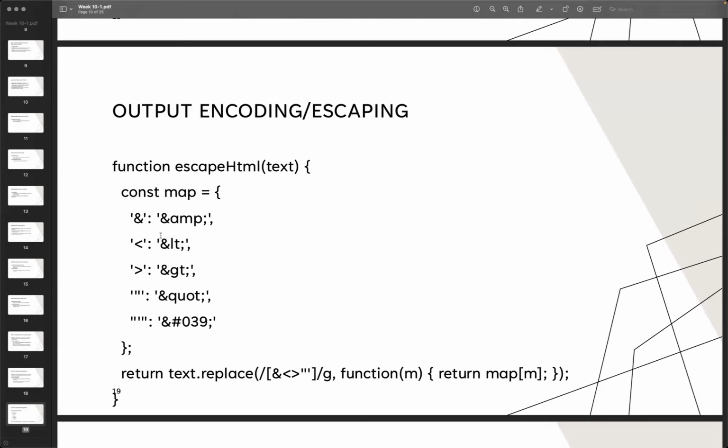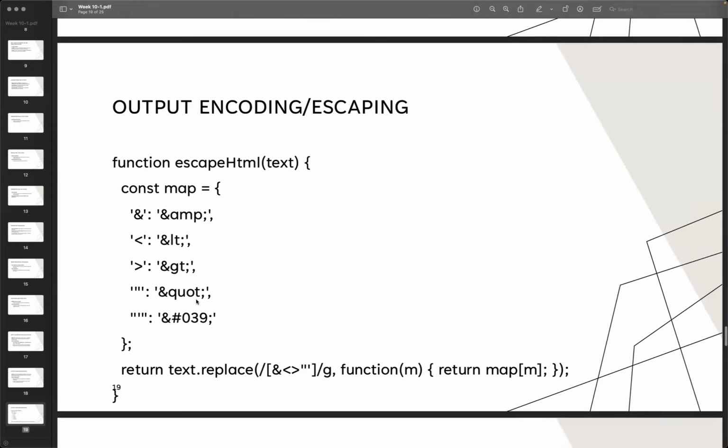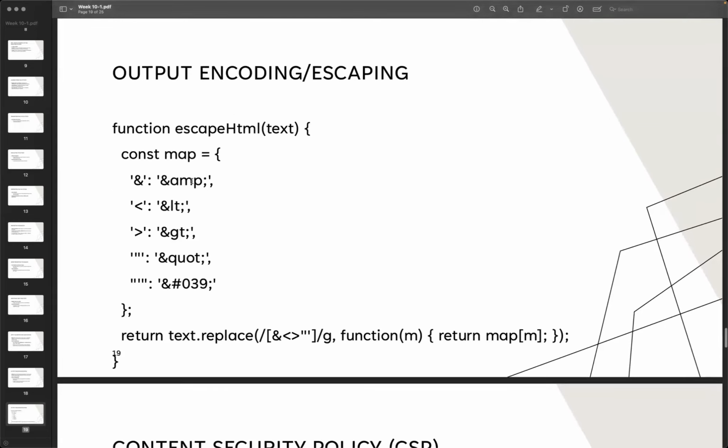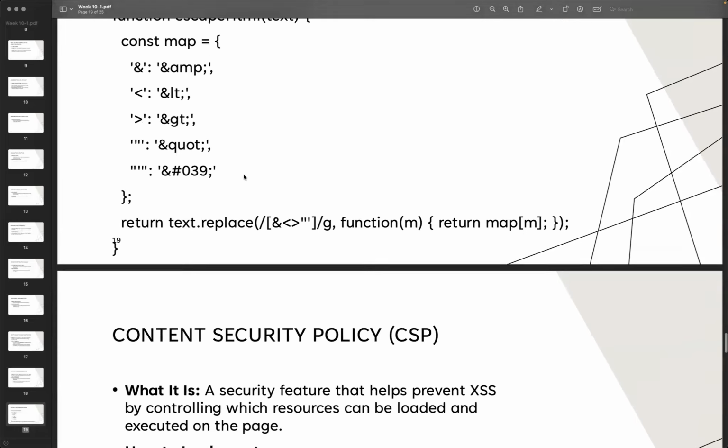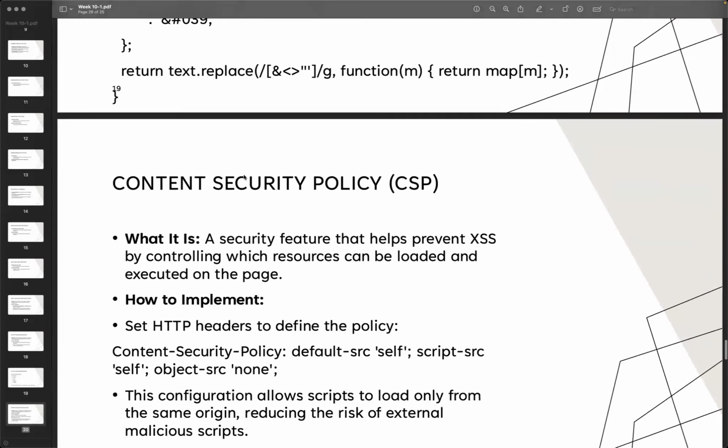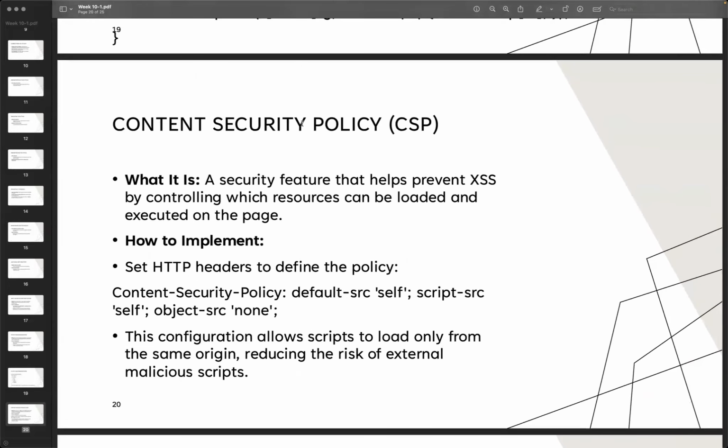Also, we can create a map for the special characters, and then replace them. So you can also follow this way. Either way is fine. You should try to prevent the reflected one. And then also there is CSP, which is the content security policy. This feature helps prevent access by controlling which resources can be loaded and executed on the page. So we can set the header like this, the content security policy default.